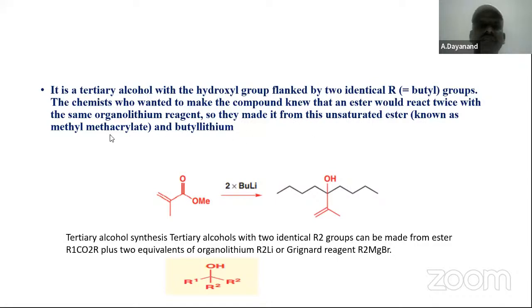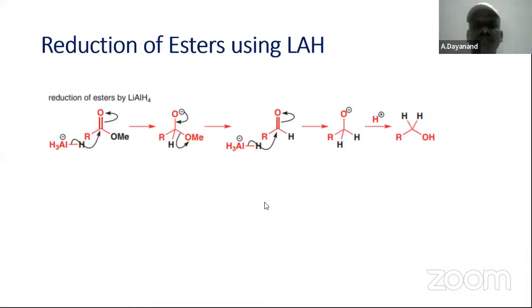Here is the unsaturated ester known as methyl methacrylate. This is a very important compound. Methyl methacrylate is formed from this ester by using 2 moles of butyl lithium. 2 moles of butyl lithium. It can be converted directly by just reduction, that's all.